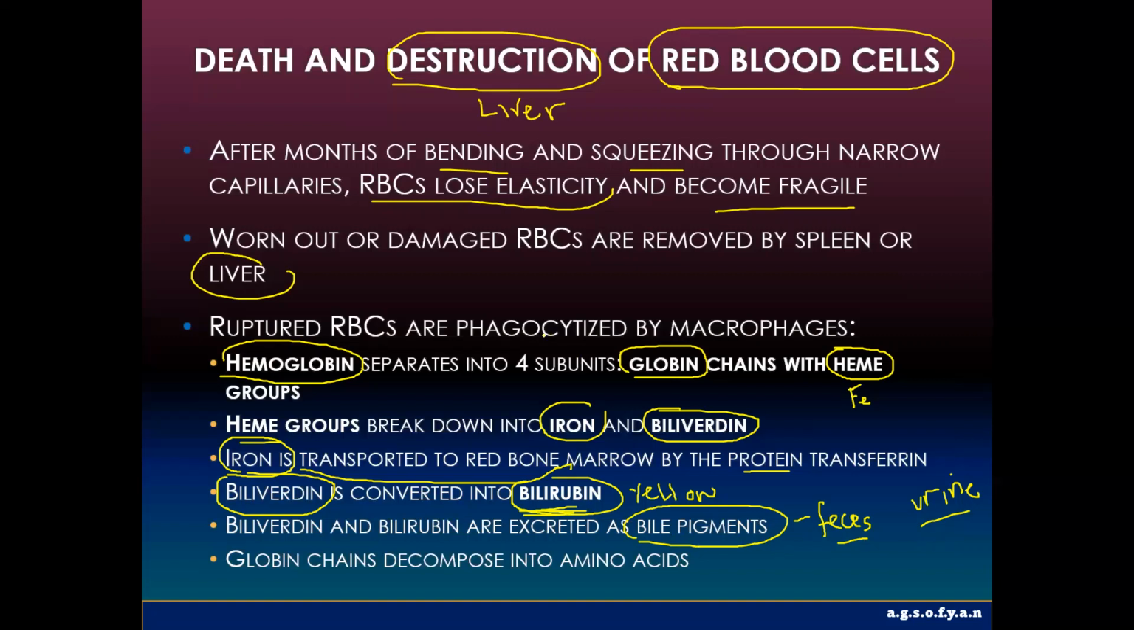Okay, so this is how the old red blood cell will be destroyed. It mostly happens in the liver. They will be destroyed into several parts. The globin part, and the heme will be broken down into iron and biliverdin. The iron will be reused for making heme in the red bone marrow. The biliverdin will be converted into bilirubin, and this is the one that will be removed from our body through feces and urine.